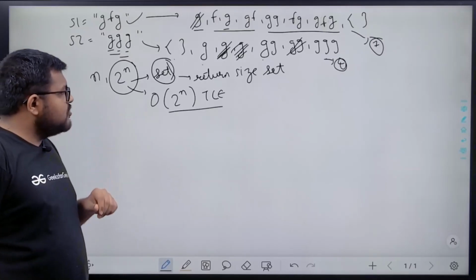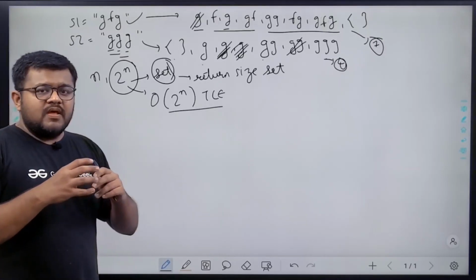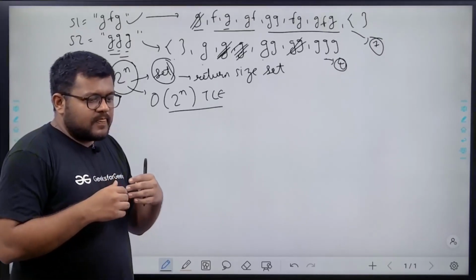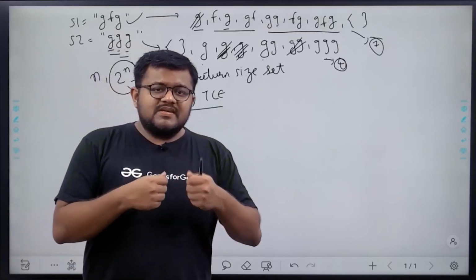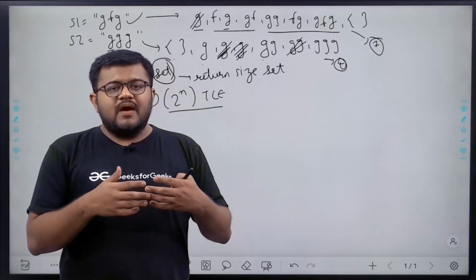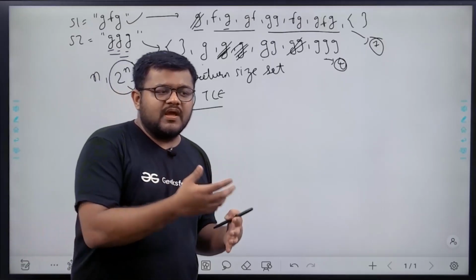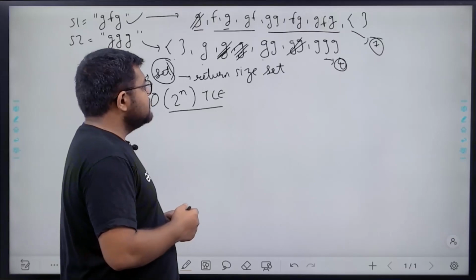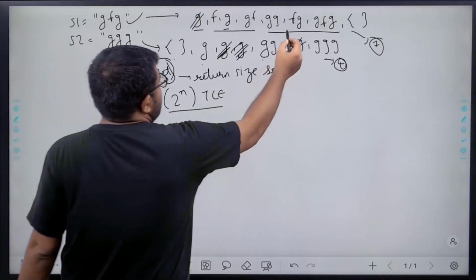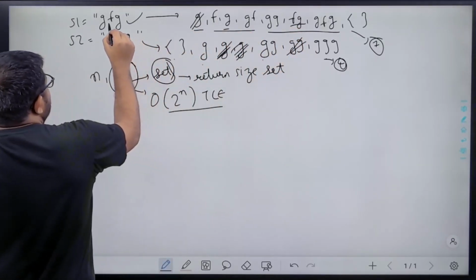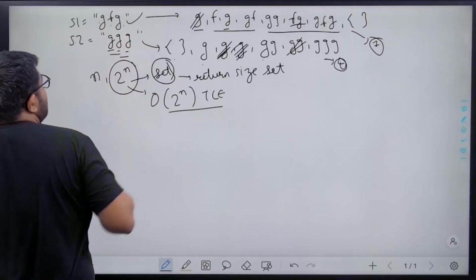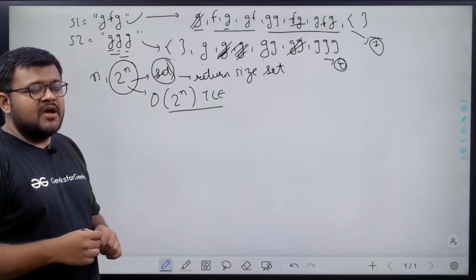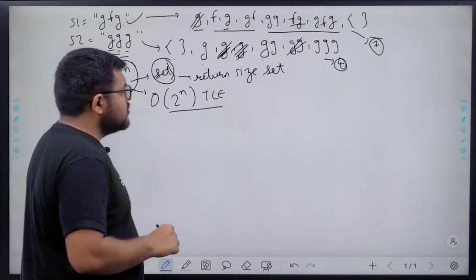So what can we do here? We can basically see that at every point of time we are deciding either to take a particular element or not to take a particular element, right? Because let's say here I have FG. So what I have done, I have taken this element, I have taken this element, and I have not taken the first element, right?